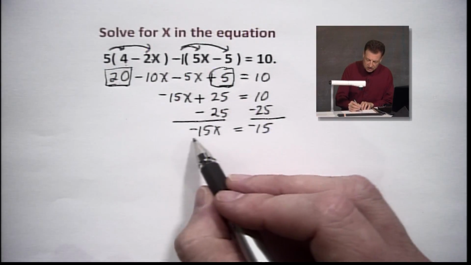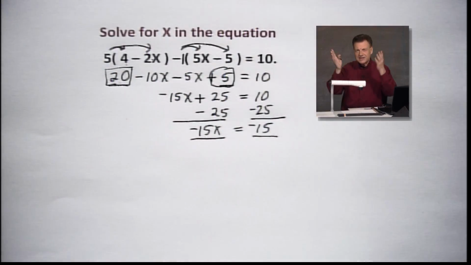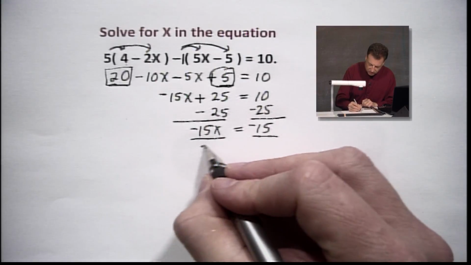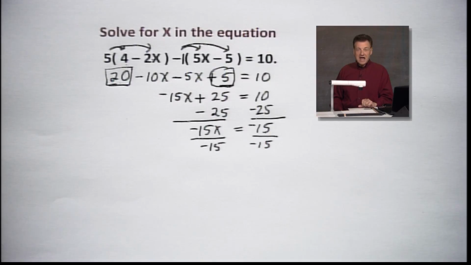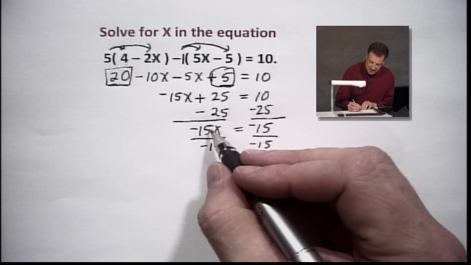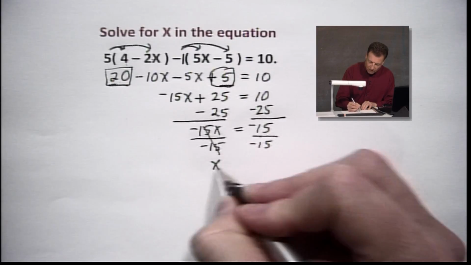But what we're going to do now is, it's time to divide. So bring on, you got it, the division property of equality. We're going to divide that negative 15 into both sides. Life is looking a little bit better there. Everybody says, yeah, I guess so. Because x now is by itself. That was what we were looking for.